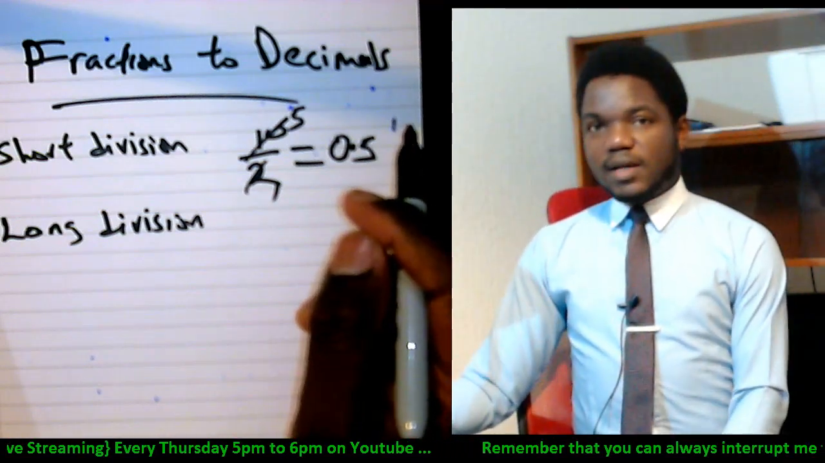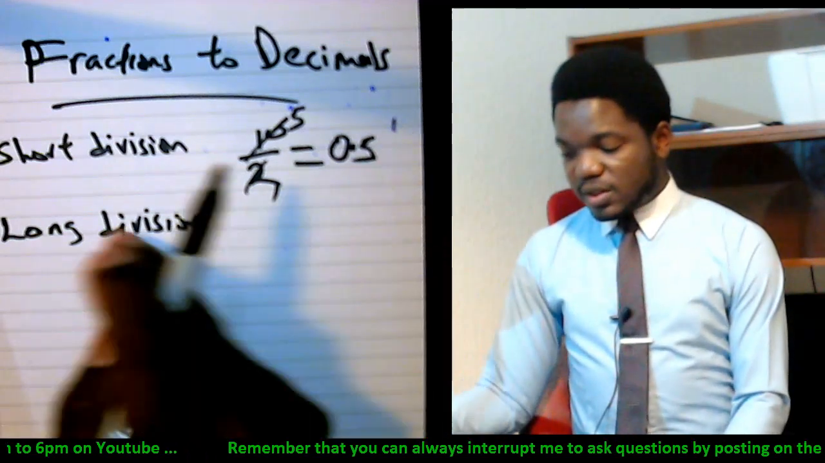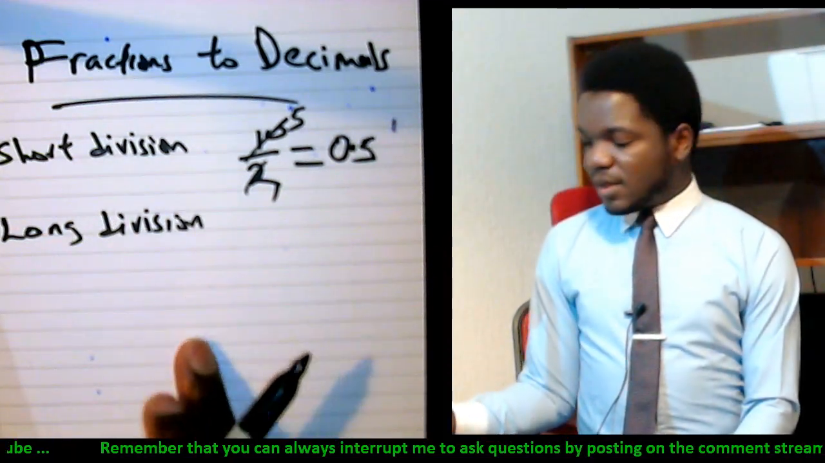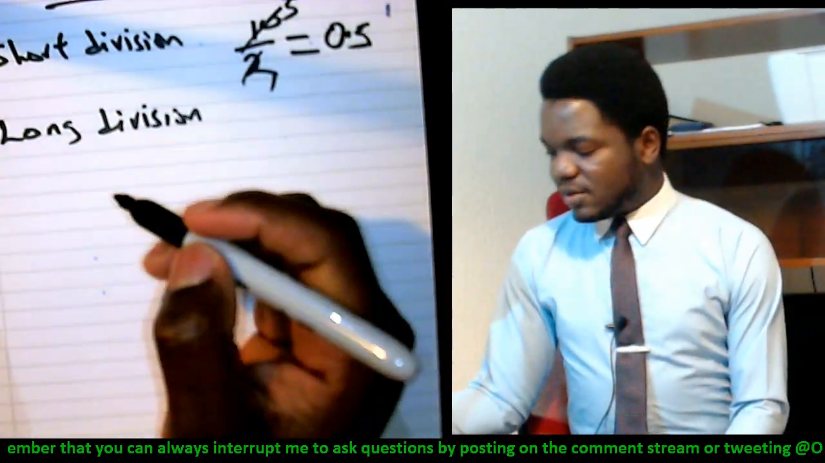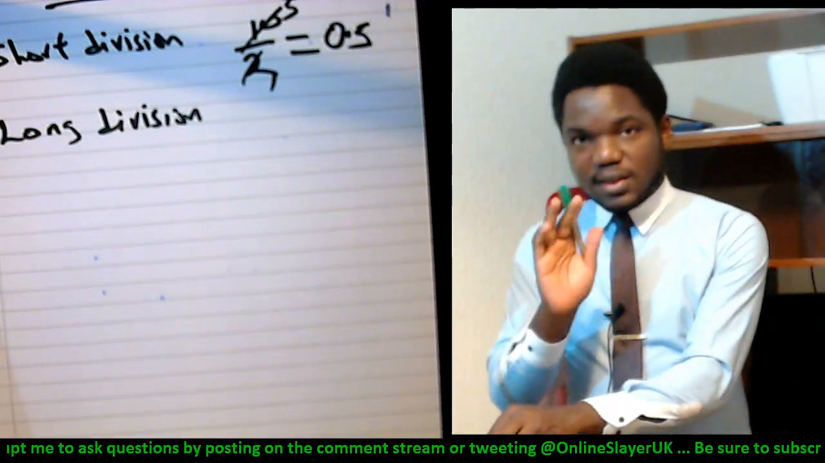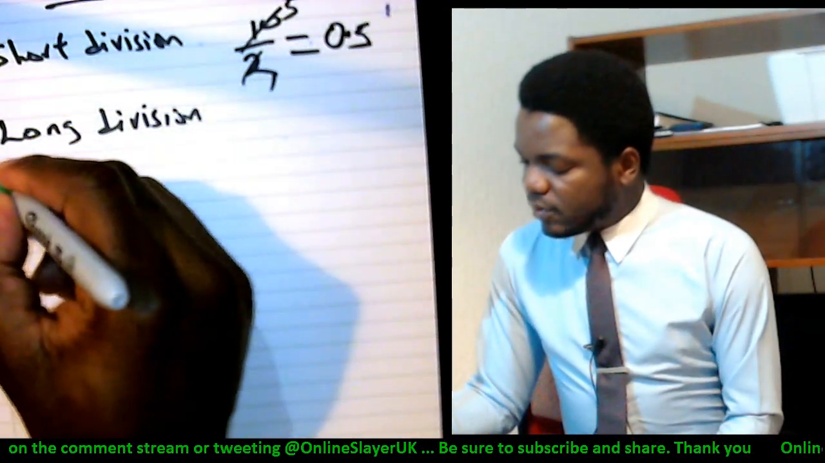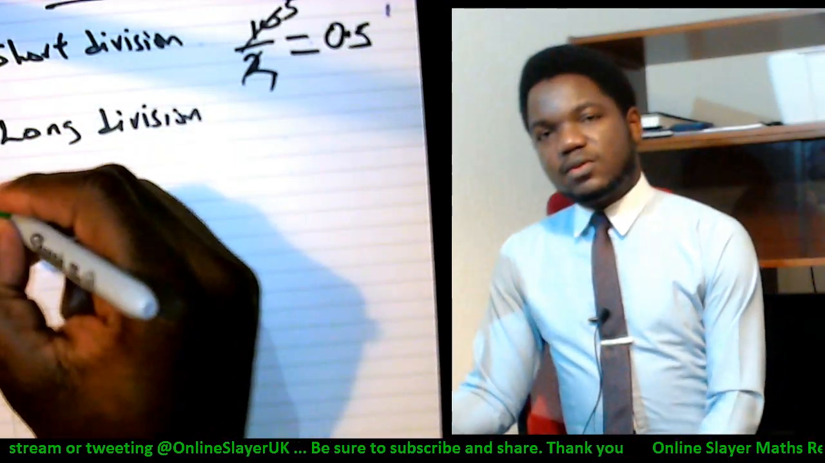It's the fastest way if you're in a hurry, but if you need to show your workings, you have to do the long division. So what is the long division? And it's not really a problem. It's just that it's more detailed. It tells you exactly what you're doing. So for example, we're just going to look at 1 or 2 questions.